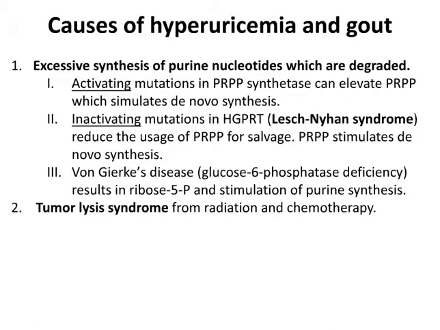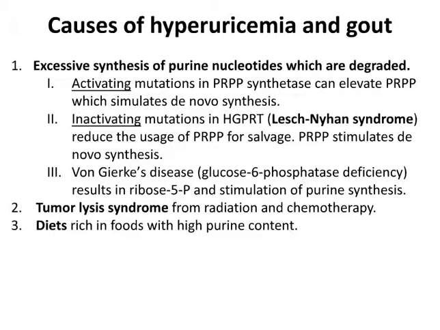Von Gierke's disease is a glycogen storage disorder resulting from a defect in the glucose 6-phosphatase gene. Oxidation of glucose 6-phosphate via the pentose phosphate pathway leads to increased production of ribose 5-phosphate, which stimulates purine biosynthesis. The excess purine nucleotides then are degraded to uric acid.